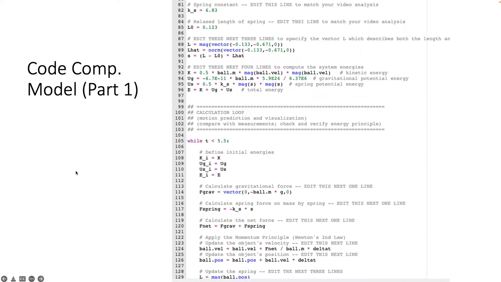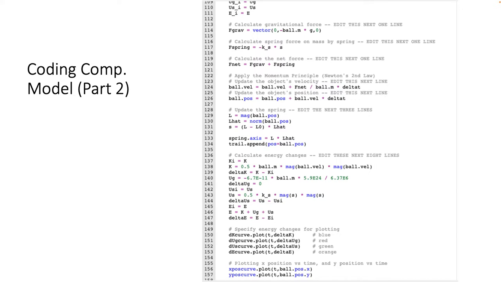So here is our code for our computational model. As you can see, there is our L naught, our spring constant. That was all determined from our original video that was posted on Canvas. Then all of our equations, energy equations: total energy is equal to kinetic plus potential gravity energy and potential spring energy. Then our other equations like F spring, F net, and our position and velocity update formulas.